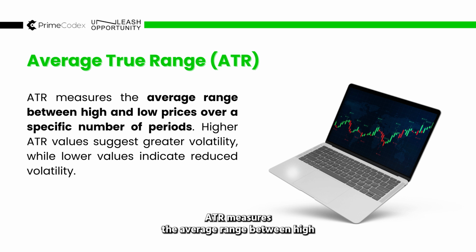ATR measures the average range between high and low prices over a specific number of periods. Higher ATR values suggest greater volatility, while lower values indicate reduced volatility. Traders can use ATR to set stop loss and take profit levels based on the current market volatility.